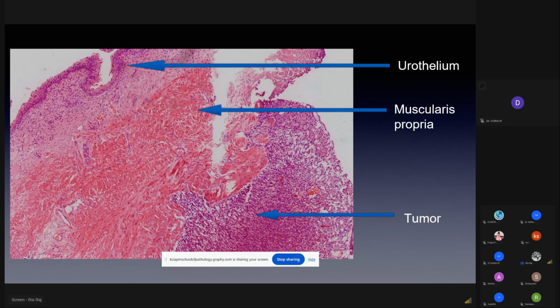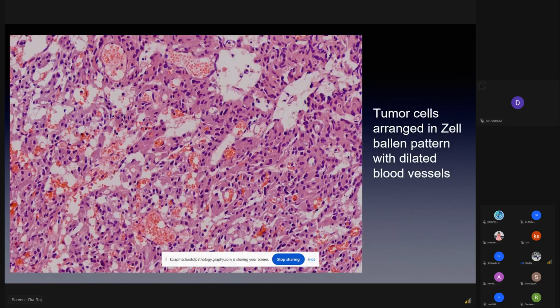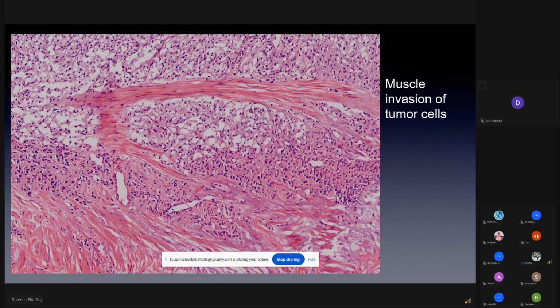In the lower view, what we can appreciate is the normal urothelial lining, and the muscularis propria is seen, and after the muscularis propria layer we can appreciate a tumor. In the higher magnification, we can see the tumor cells interspersed with blood vessels. The individual tumor cells are arranged in nests, also called a zellballen pattern, with dilated blood vessels in between. The involvement of the tumor cells into the muscularis propria can also be seen in this picture.